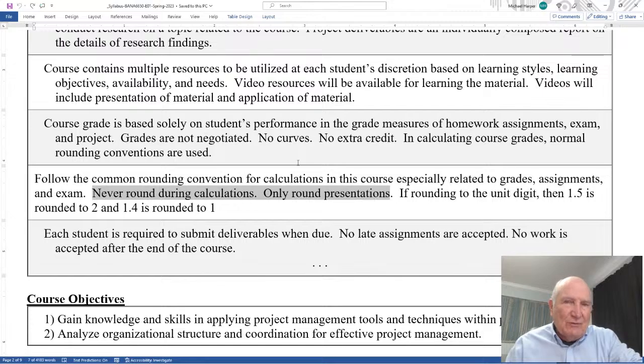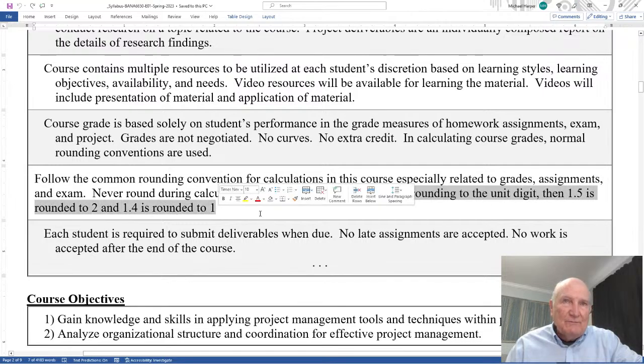That doesn't work very well. Sometimes it really hurts you. But you can use rounded numbers in presentations or communications, and that's perfectly fine. But never use a rounded number in a calculation. If rounding to the unit digit, then 1.5 is rounded to 2 and 1.4 is rounded to 1.